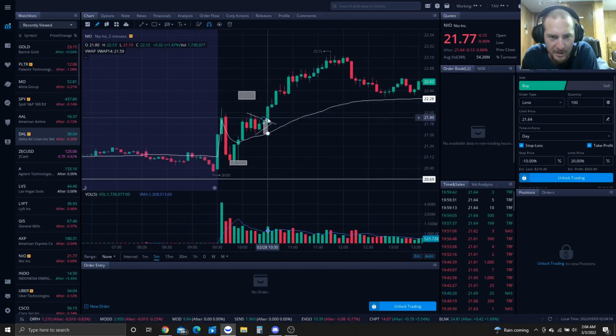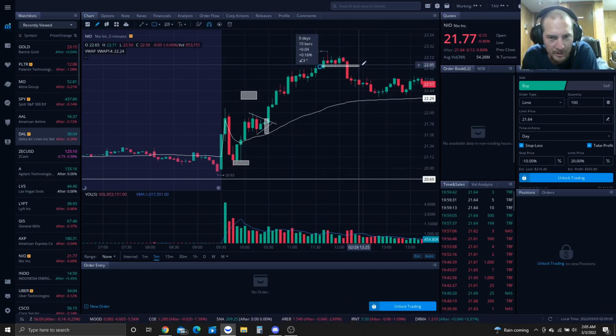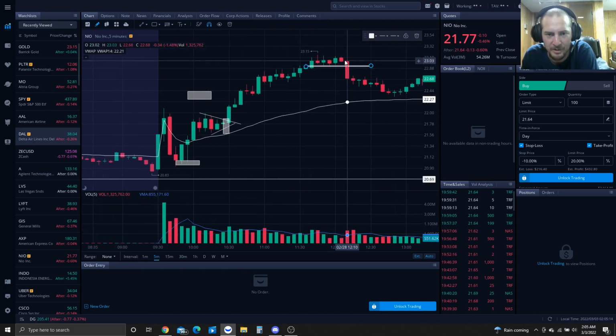We got in right here, and we don't actually create a new 5-minute low until this point here. So right here, on the 5-minute candle, we are starting to consolidate on our chart. The 5-minute candle makes a new low right here. Volume picks up.